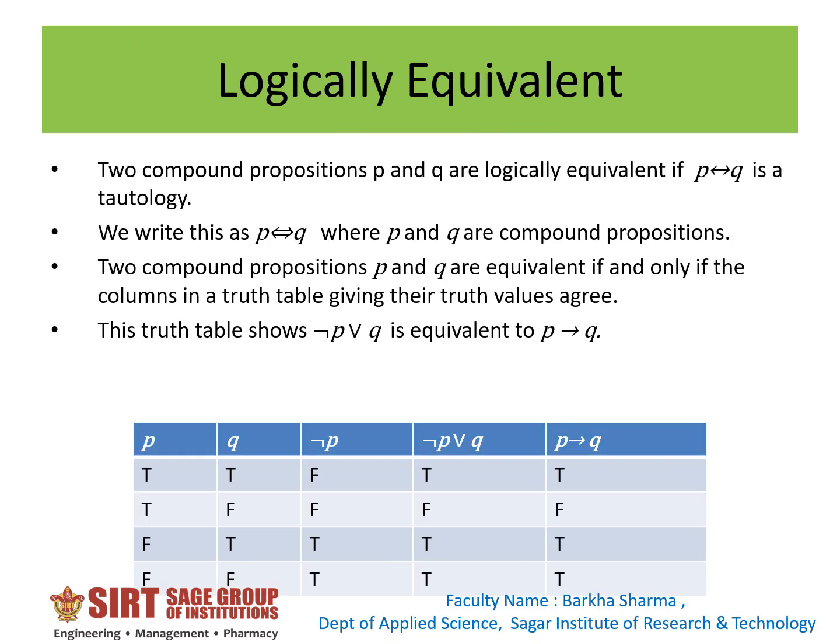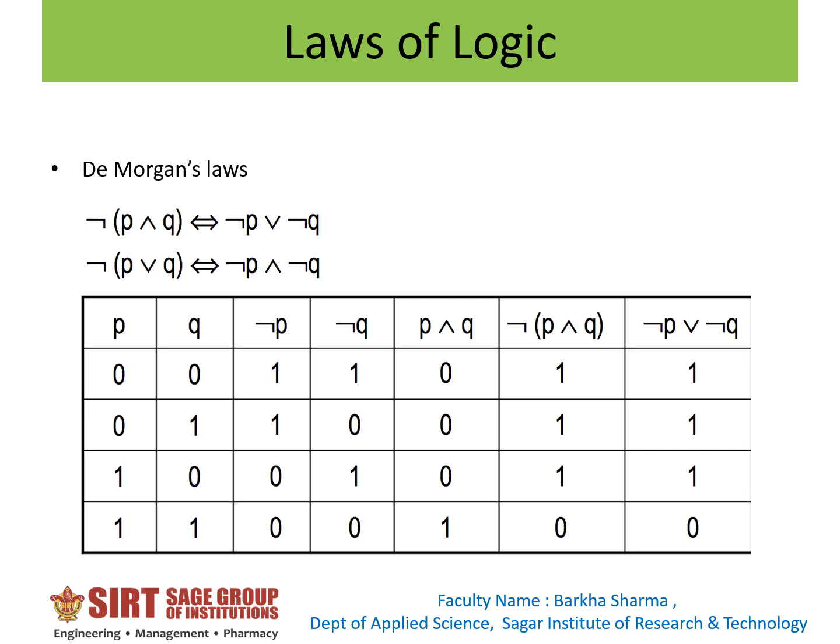Logical equivalence. Two compound propositions P and Q are logically equivalent if P if and only if Q is a tautology. We write this in this form, where P and Q are compound propositions. Two compound propositions P and Q are equivalent if and only if the columns in a truth table giving their truth values agree. This truth value shows that negation of P or Q is equivalent to P conditional Q.